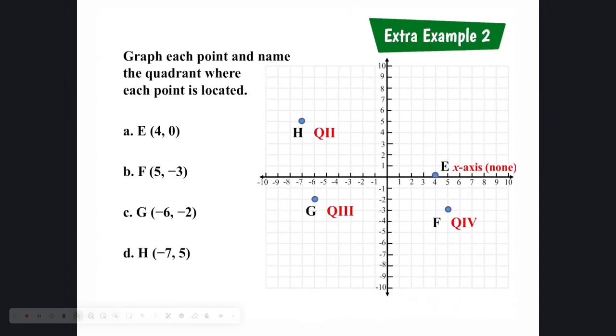The answer to this problem is point E is on the x-axis, so it is not in a quadrant. Point F is in quadrant 4. Point G is in quadrant 3. Point H is in quadrant 2.